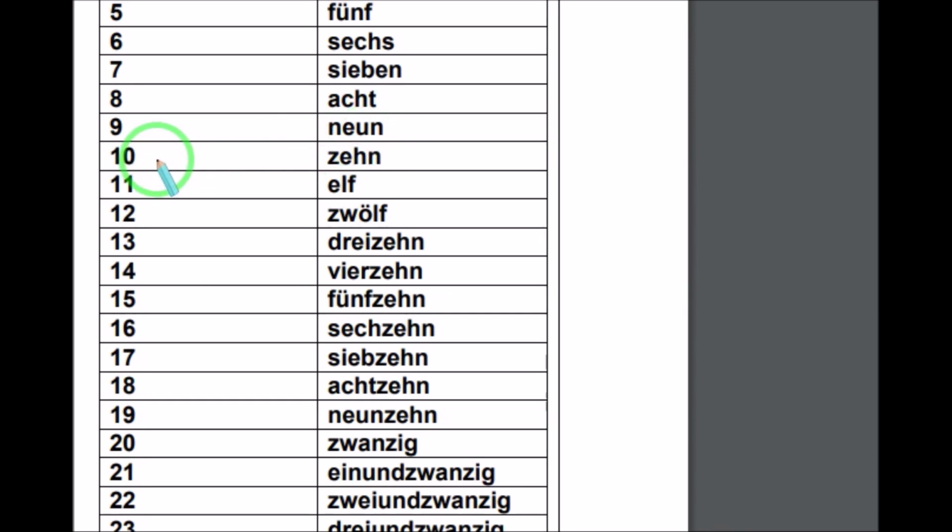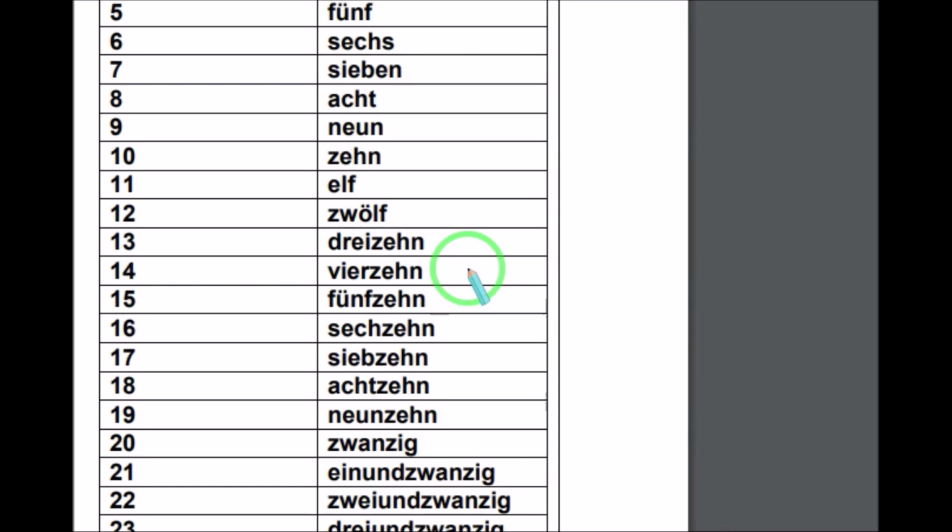10, zehn. 11, it's elf. 12, zwölf. Again here O has an umlaut, so the pronunciation is zwölf. 13 is dreizehn. 14, vierzehn.